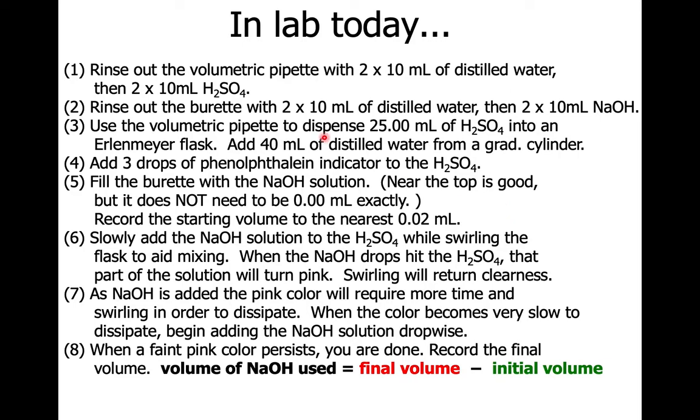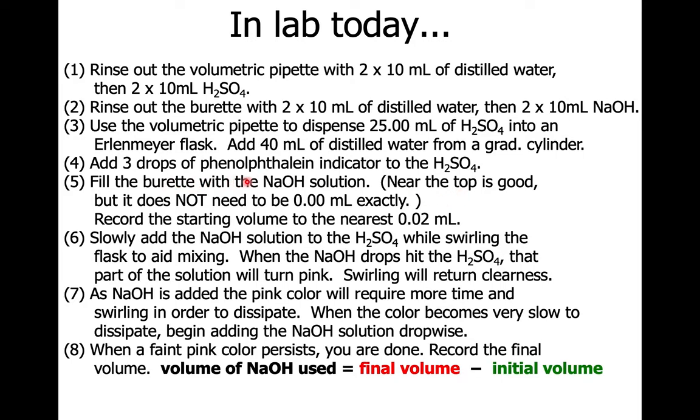All right, in lab today, rinse out the volumetric pipette with 2 times distilled water and then 2 times sulfuric acid. Rinse out the burette with 2 times distilled water and then 2 times 10 mLs of sodium hydroxide. Use the volumetric pipette to dispense the 25 mLs of sulfuric acid into an Erlenmeyer flask, and add 40 mLs of distilled water from a graduated cylinder. Add 3 drops of phenolphthalein indicator to the sulfuric acid.